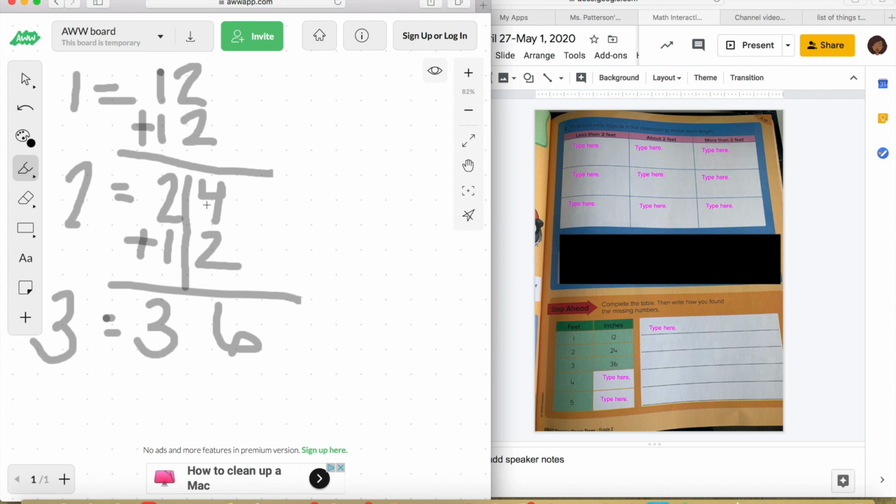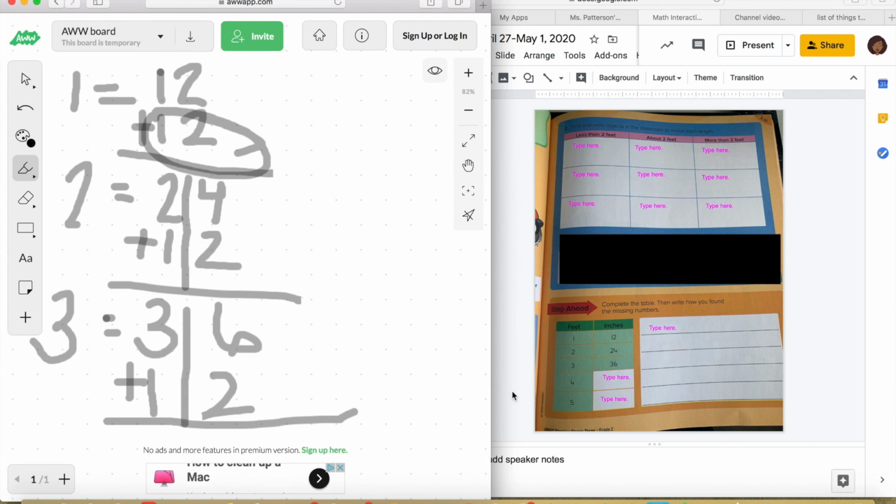Now, it wants us to find 4 and 5, so if I want to find 4 rulers, how much do I add to 36? What's the number that we keep adding? We keep adding 12. 12 is our magic number. We're going to keep adding this number. So then we add it again. What is 36 plus 12?